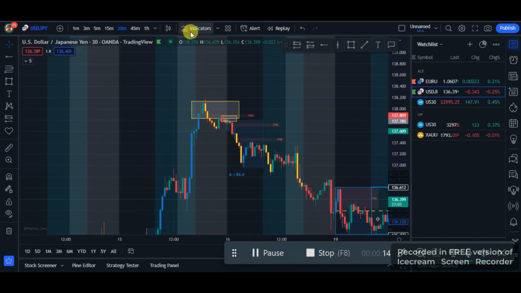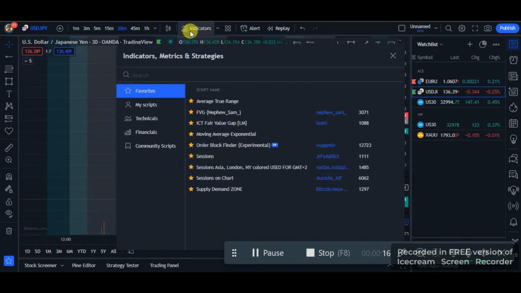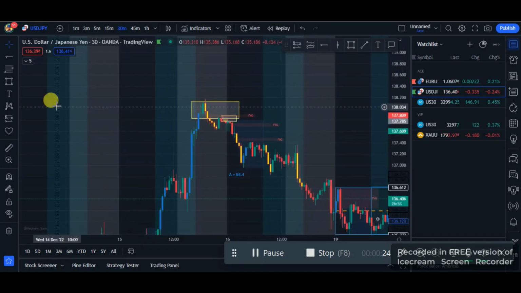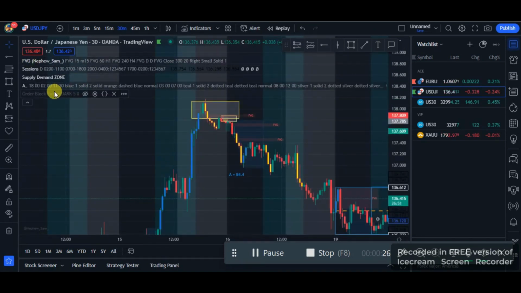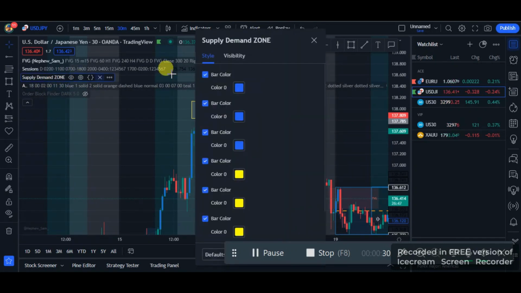So the first thing you want to do is come to this indicator section here and search for an indicator called supply demand zone. The zone is in all caps. Once you click on it, it will be added to your chart. Then you just simply change the color. You go to this settings icon on the indicator and change it. By default, it's usually going to be black.